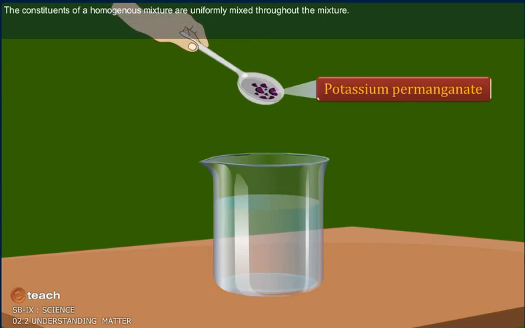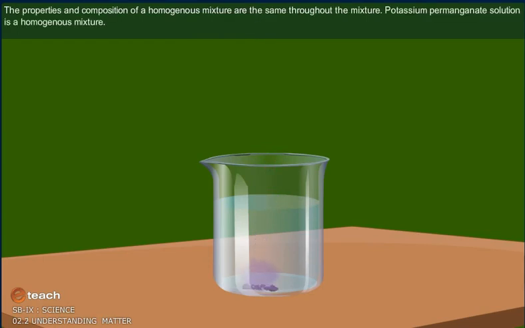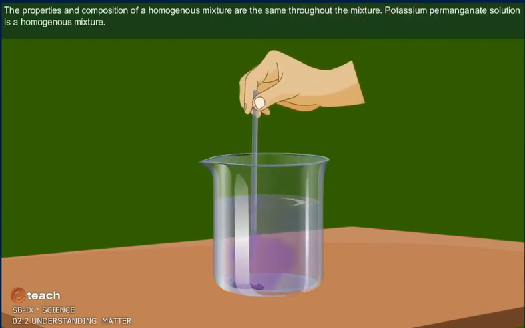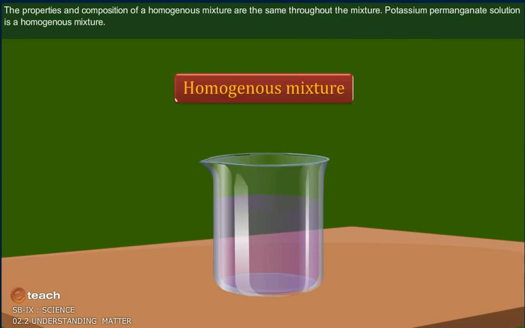The constituents of a homogeneous mixture are uniformly mixed throughout the mixture. The properties and composition of a homogeneous mixture are the same throughout the mixture. Potassium permanganate solution is a homogeneous mixture.